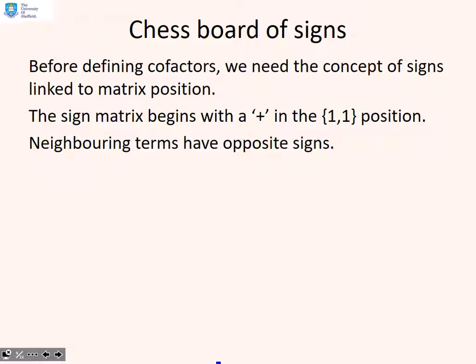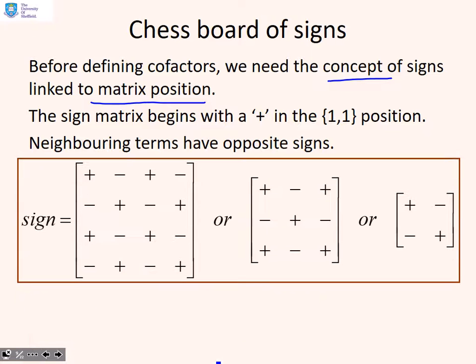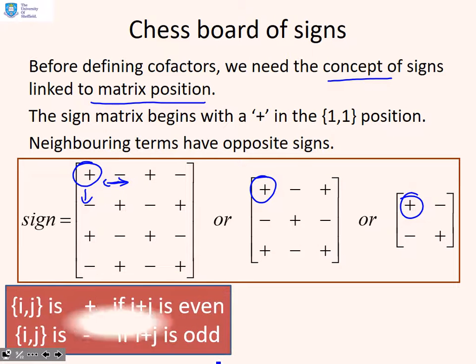Before defining cofactors, we need the concept of signs linked to matrix position. So what we do is we build starting with a positive in the top left, and then we make sure that we always toggle signs, so the adjacent ones are the opposite sign. So you see we go plus minus and so on. So that's why we call it a chessboard of signs, but always beginning with a plus in the top left position. And you can work out a formula if you want: the ij entry is positive if i plus j is even and negative if i plus j is odd.